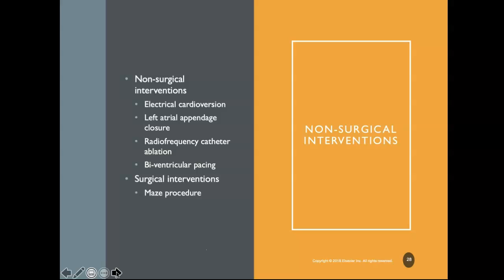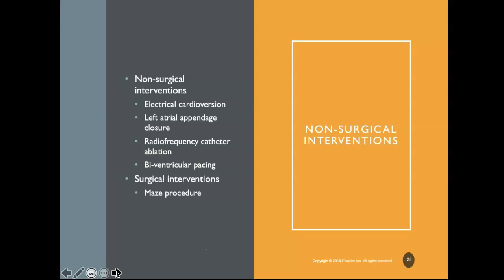Non-surgical interventions, I did talk about some of these. This is called electrical cardioversion. It is just no different than a defibrillation. It's just a smaller amount of electricity, and they're usually delivered at a specific time in the EKG complex.